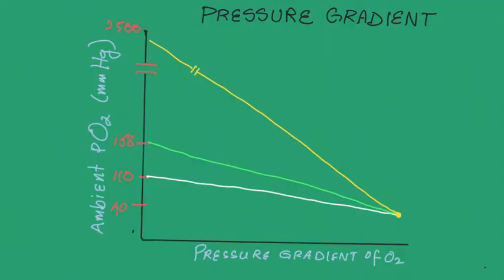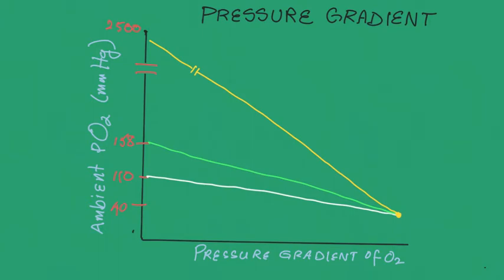The next factor we take a look at is pressure gradient. The greater the pressure gradient, the faster the speed of diffusion. In this graph, we will look at 3 different situations of the partial pressure of oxygen with a different gradient. The yellow line represents a very steep gradient. We are in a hyperbaric oxygen chamber. Here, the pressure of oxygen is at 2,500 millimeters of mercury, which is very high indeed.